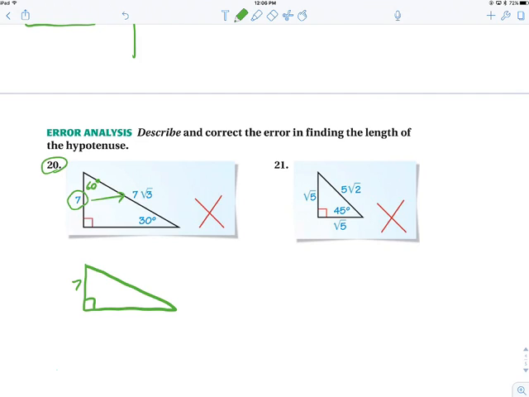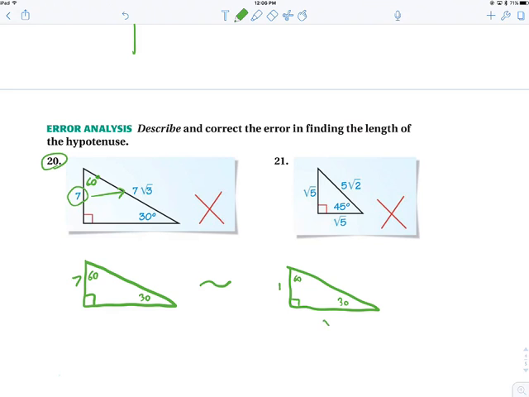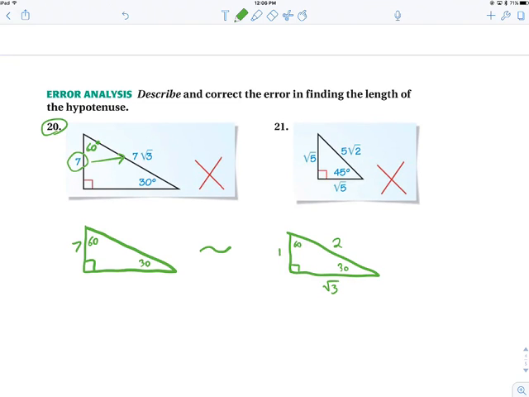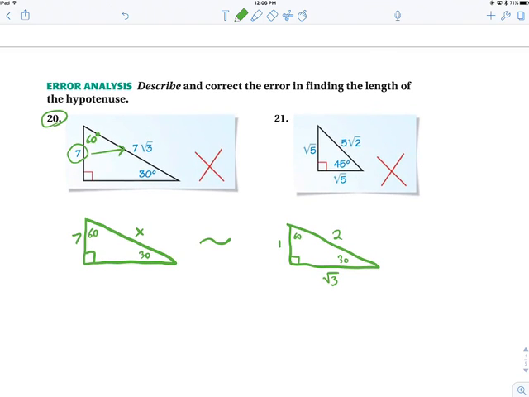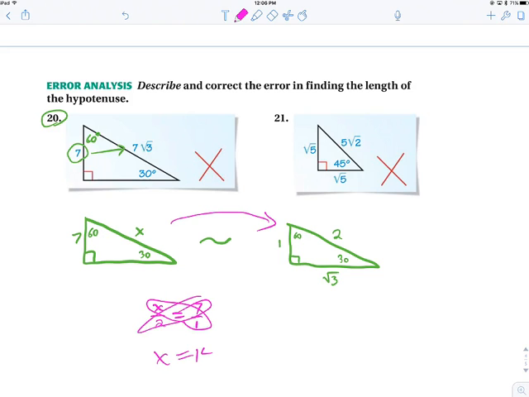Okay, we're doing number 20. They have a 30 and a 60. Okay, well, we know that's similar to another triangle over here with 30, 60, 90. And across from the 30 is my small. Across from 60 is my medium. Across from 90 is my large. Okay, so if I want to figure out what this missing hypotenuse is, I would use a proportion going from left to right. So I would say x is to 2 as 7 is to 1. So it would be cross multiplying, you get x equals 14. So we get a different answer, so that's not right.